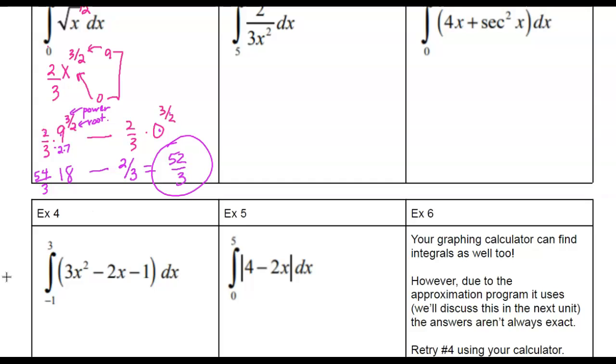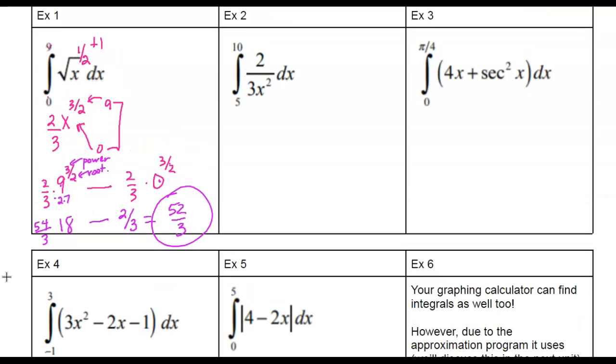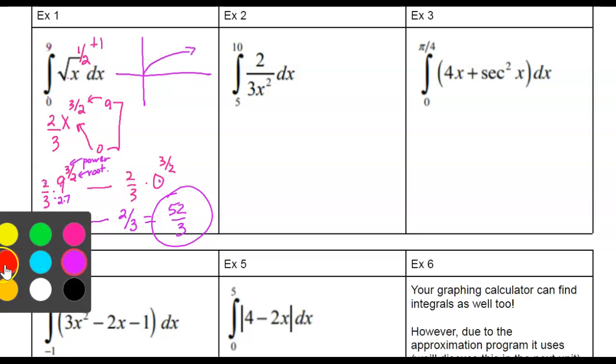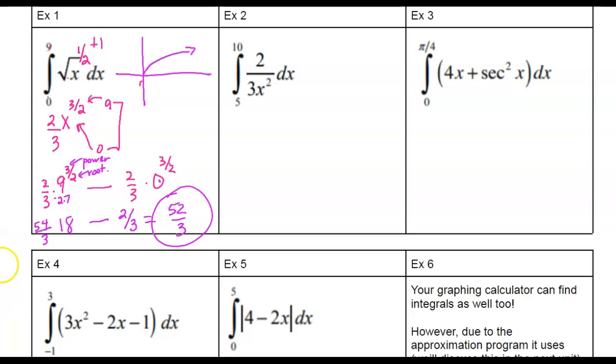Or 17 1/3. It's really a choice. This would be multiple choice. That's it. So graphically, if this is the square root, what we're really doing is we're saying from 0 to 9, which the square root of 9 is 3, we're adding up that area. That's really what we're doing, okay? And so that exact area, because it's all above the x-axis, is 17 1/3 units. That's what we're doing here, okay?